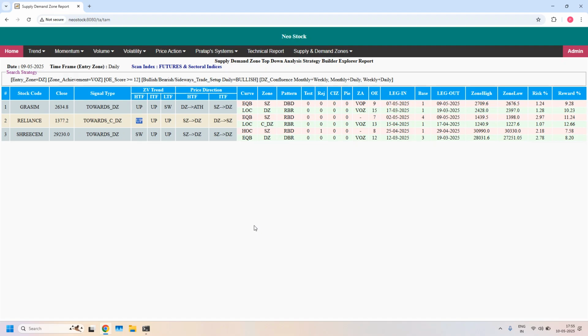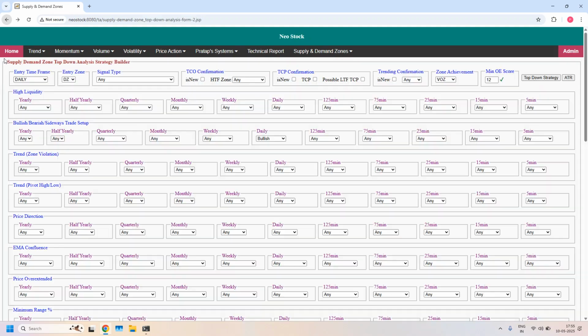monthly demand zone having monthly EMA confluence. In that case, the overlapped daily demand zones might be having more high probability to get success. So I'm going back in the EMA at monthly. I'm setting filter monthly demand zone with monthly EMA confluence, and also trend on the monthly should not be sideways. It should be uptrend because it is bullish trade setup.